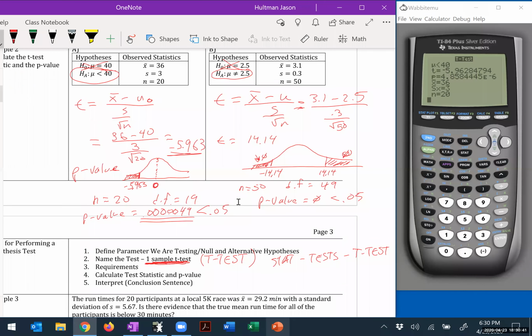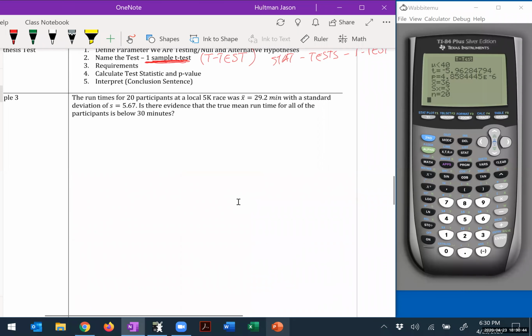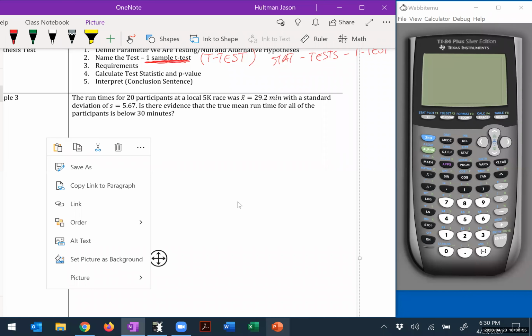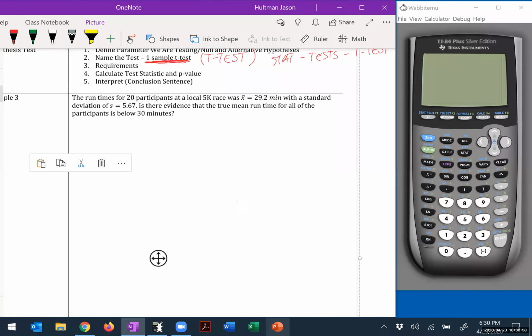Okay, let's go through a t-test in its entirety, all five steps here. Number 1: we want to define the parameter we're testing, the null and the alternative. It says the run times for 20 participants in a 5K race was x bar equals 29.2.